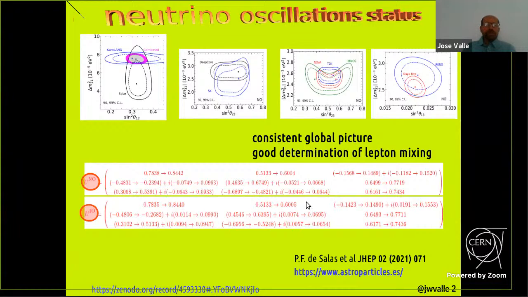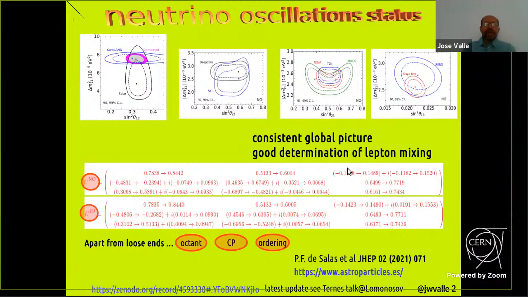Except for 3 points. Namely, we still lack a good determination of the atmospheric octant, of the CP phase, and of the ordering of the neutrino spectrum. You see, you have 2 solutions for normal and inverted ordering. In fact, these loose ends form the target of the next generation of upcoming experiments, but that should be a dedicated talk, so I will not go in this direction.